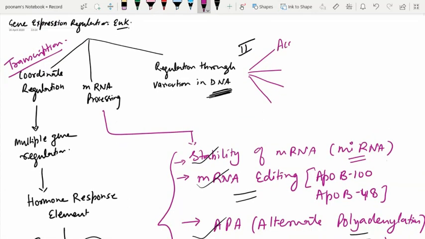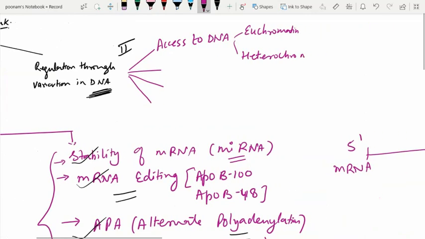where I discuss the accessibility of the DNA portions to various transcription factors. We have euchromatin regions, we have heterochromatin regions in the chromosome. The dense areas are heterochromatin regions and less dense areas are euchromatin regions.